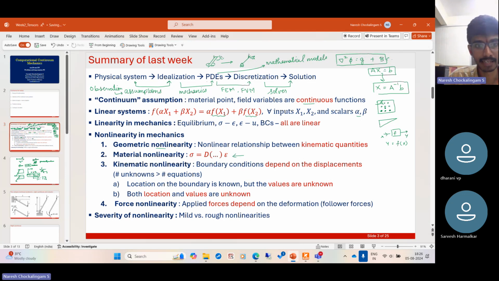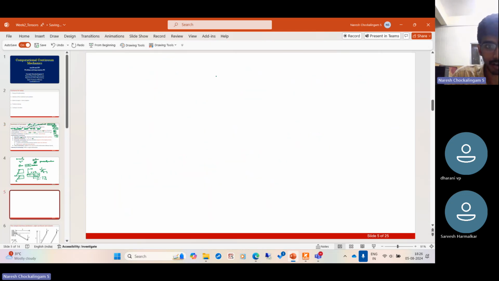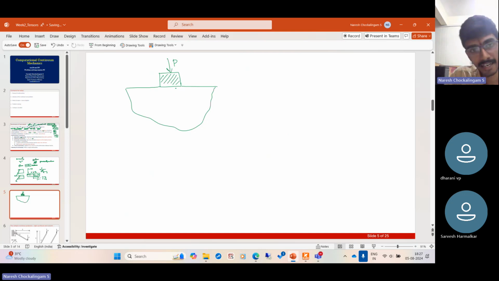Then we have something called kinematic nonlinearity, which is what appears at boundaries. For example, you take a rectangular block, and press it against an elastic substrate. Right? You can treat this block as a rigid body, and you can apply a force P onto it, and this can be some elastic substrate. So typically, such problems are seen in foundation engineering. You have a foundation which is resting on soil, right? In such problems, for the soil, you know where the load is acting.